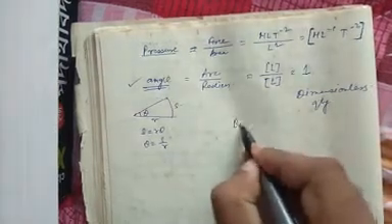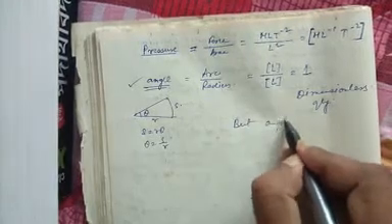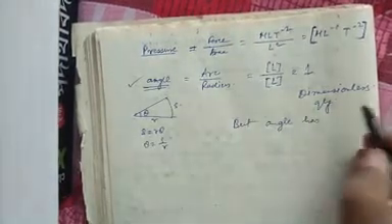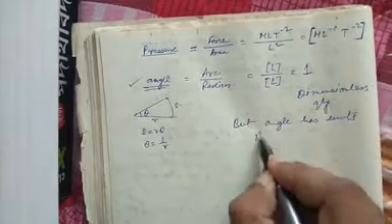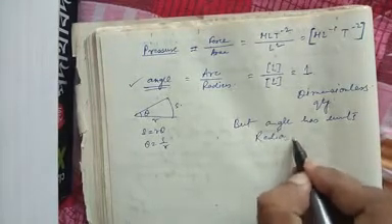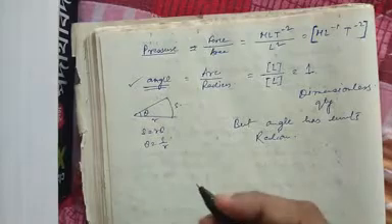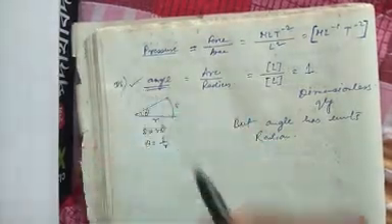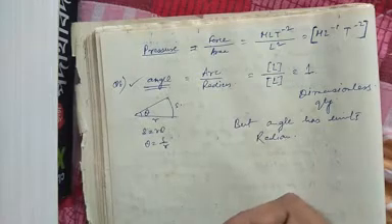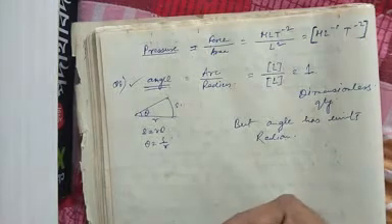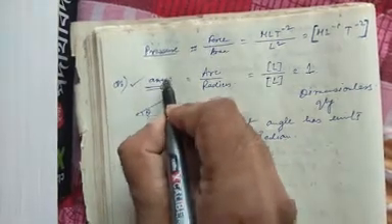But angle has a unit, radian. So if a question comes, name a physical quantity which is dimensionless but it has got a unit, the answer will be angle.